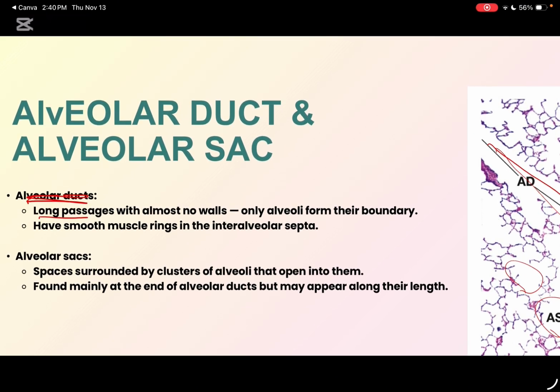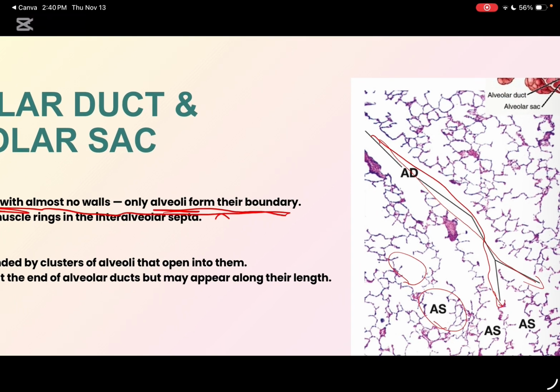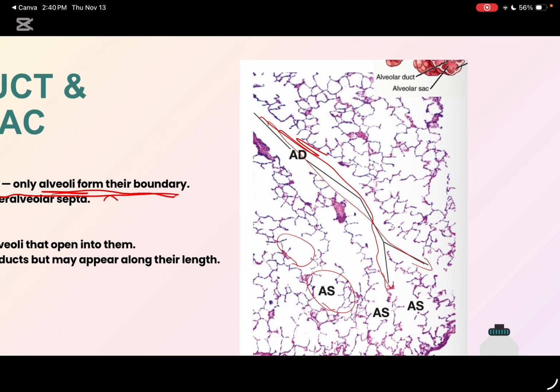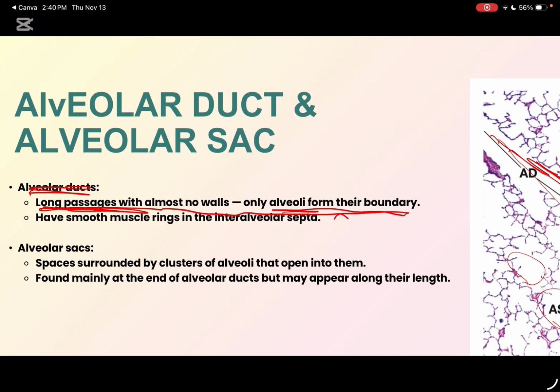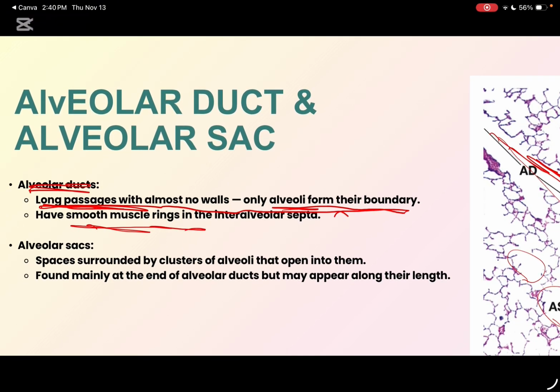Alveolar ducts, as we said, are long passages with almost no walls, only alveoli form their boundary. As you guys can see, the alveoli are forming the boundaries of the alveolar duct. And they contain what? Smooth muscle rings in the interalveolar septa.